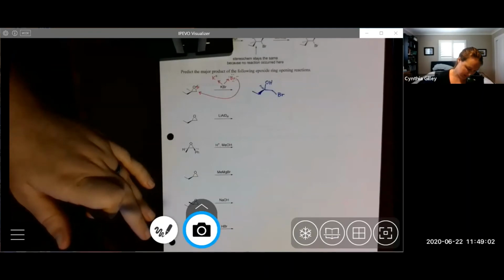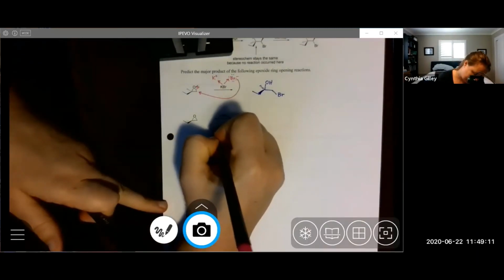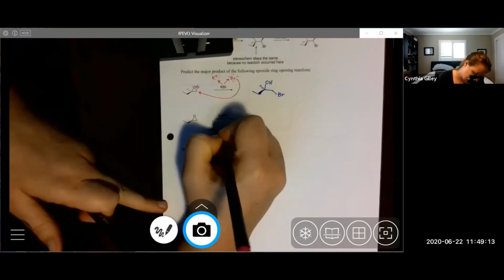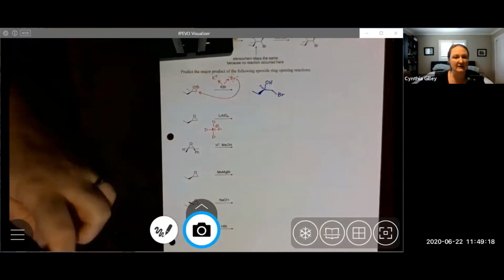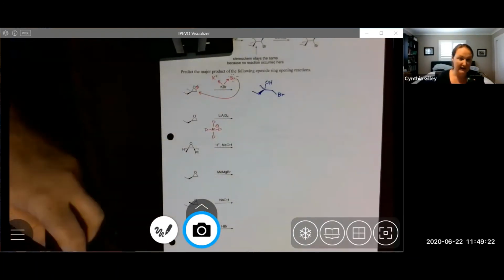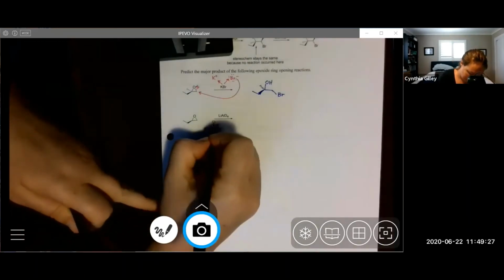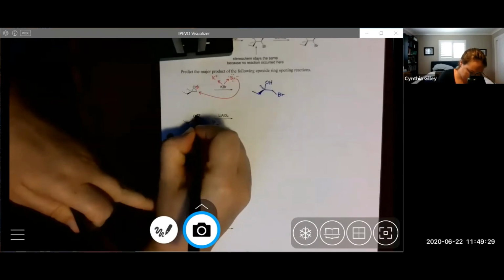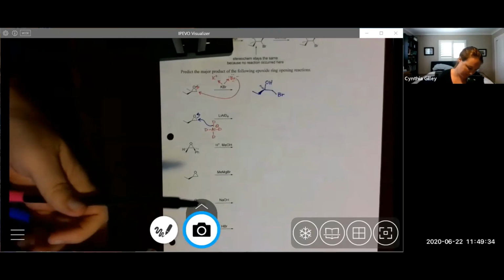Okay, the next one is this deuterated lithium aluminum hydride. So basically think of it as, instead of hydrogens, we have deuteriums. We've talked a lot about deuterium before, just an isotope of hydrogen. This is again a strong nucleophile, not acidic conditions. So we're going to attack the less substituted carbon, and there'll be a leaving group there.